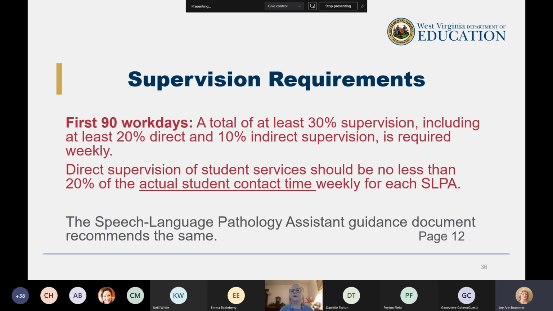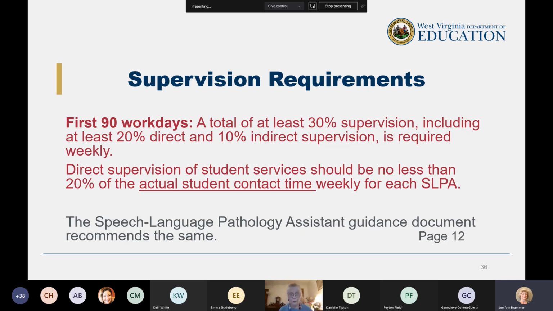Okay, so what are the requirements? For the first 90 days, at least 30% of the time is supervised. This includes 20% direct and 10% indirect. The 20% direct is based on your actual student contact time.